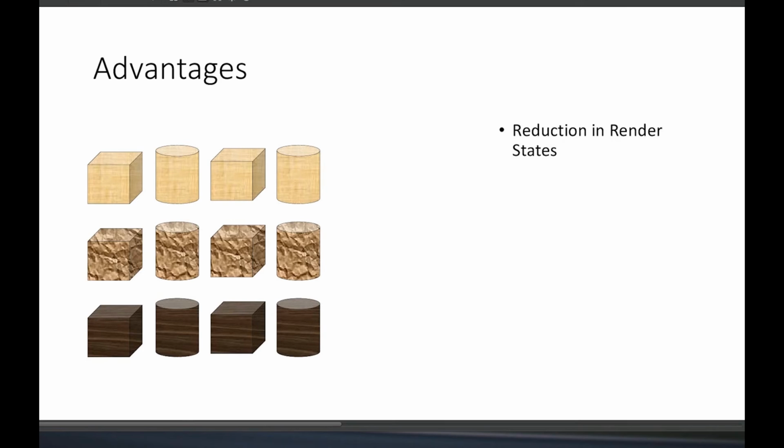Also, there is a reduction in the render state changes, because I can sort my geometry by material technique or by lighting technique. So I could send this in one geometry pass, this in another geometry pass, this in another geometry pass, and then the geometry buffers to only one lighting pass.